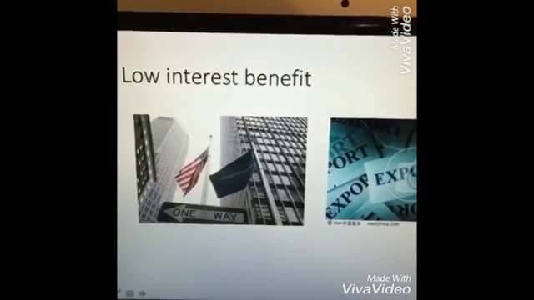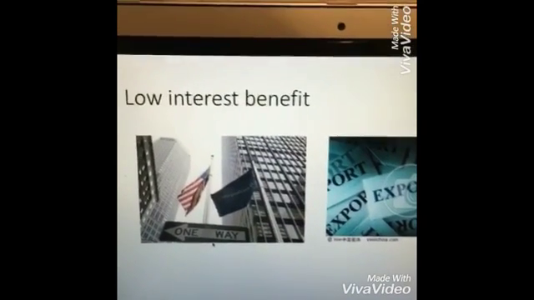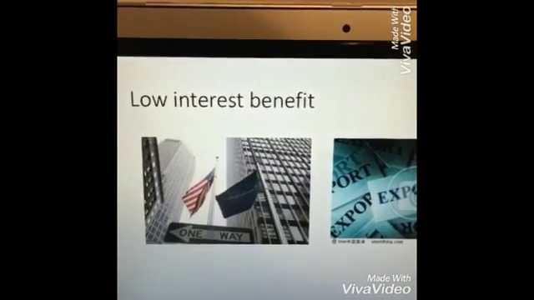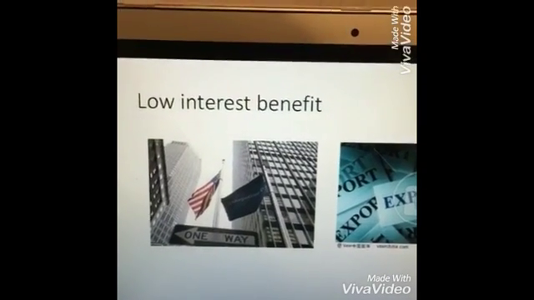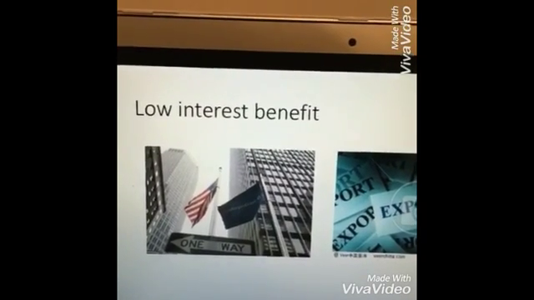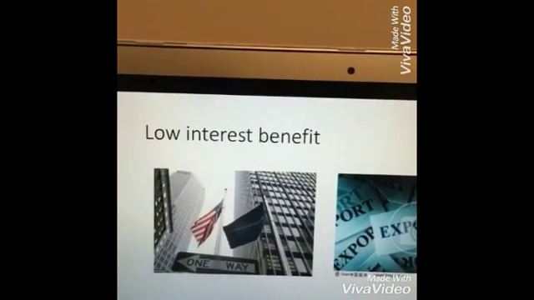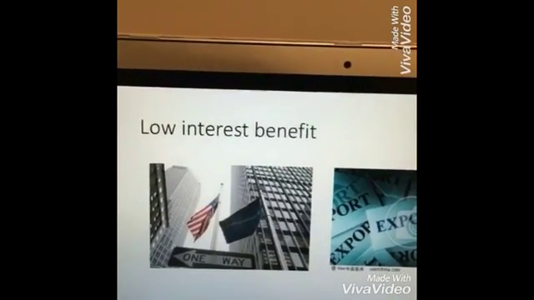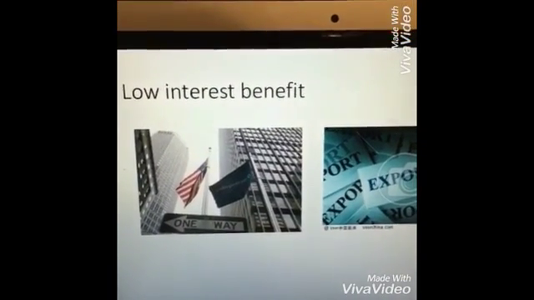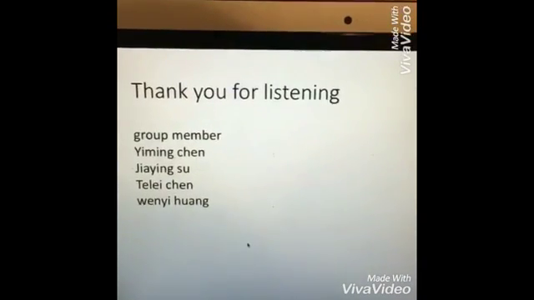So let's move to the final part, about what is the relationship between the society and the interest rate. A low interest rate is beneficial for promoting economic growth and improving exports. And if the interest rate is lower, people want to put their money into the financial market. It will increase the money in this market. Thank you for your listening.